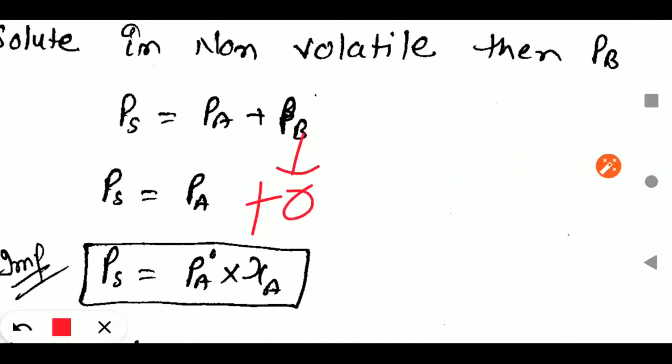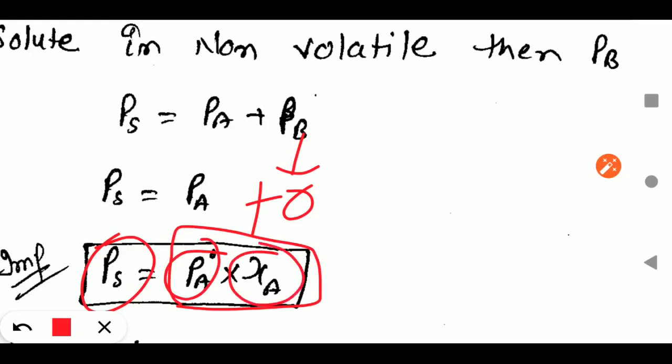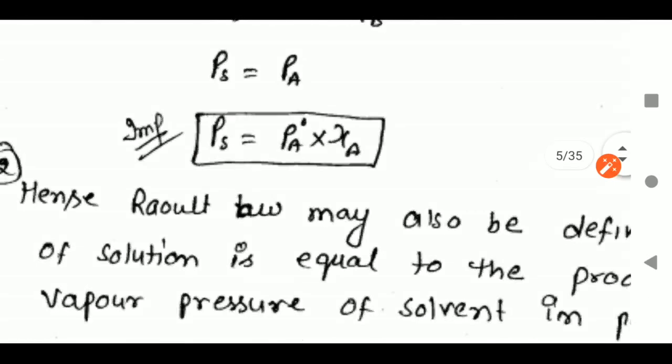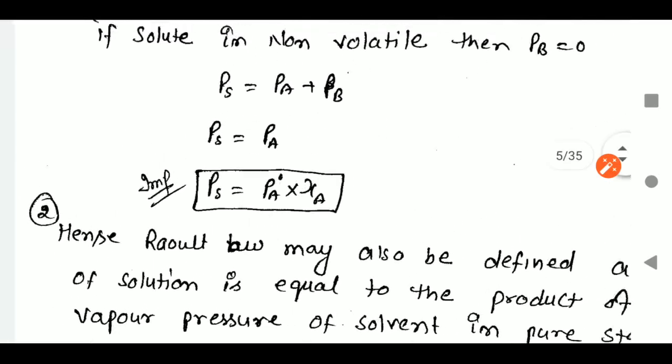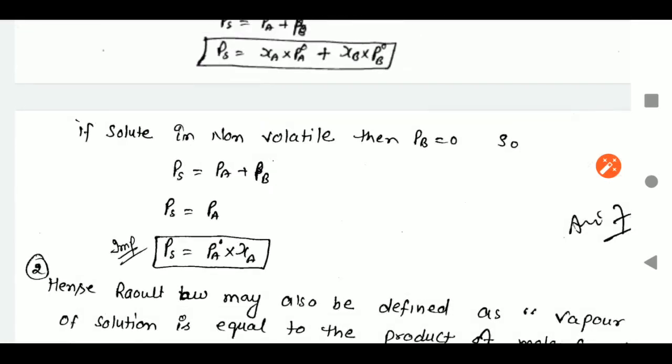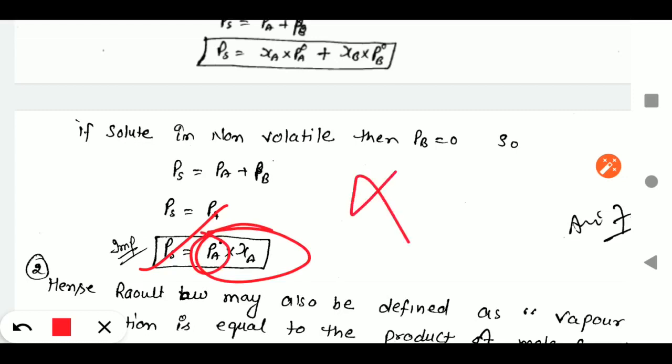So the vapor pressure of the solution is equal to what? Vapor pressure of the volatile component in pure state into the mole fraction of that component in the solution. This is Raoult's law for a non-volatile solute. So you may be asked two types of questions. First, state Raoult's law for a volatile component, and state Raoult's law for a non-volatile component. If non-volatile component, then you will say the vapor pressure of the solution will be equal to the mole fraction of the volatile component in solution multiplied by, or you can say product of, the vapor pressure of that component in pure state.